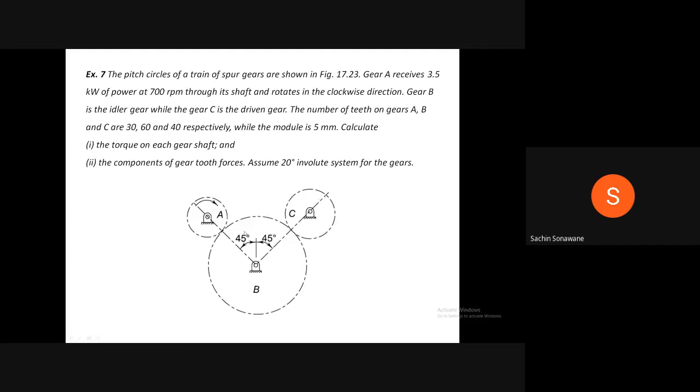Therefore, this is the diagram, the gear train diagram. This is the gear A, which is the driving gear. This motor shaft is connected to this gear A. Therefore, gear A receives 3.5 kilowatt. Gear A rotates in clockwise direction. Now, gear A is in contact with gear B. Since these two gears are external gears, gear B will rotate in anti-clockwise direction, like this.